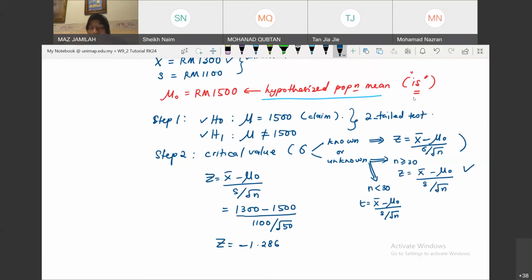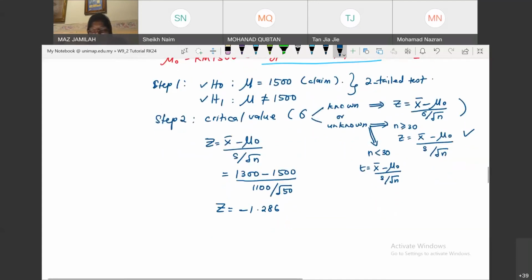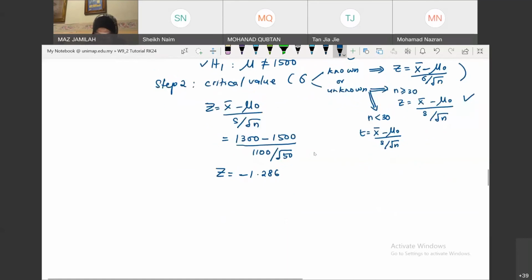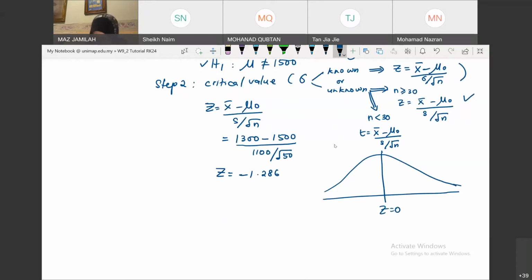Class, we are still referring to the same standard normal distribution that we discussed earlier, for the probability distribution as well. Now, we have found our test value. What does this value mean? In the standard normal distribution, where the mean is equal to 0, the value negative 1.286 is at this particular shaded area.